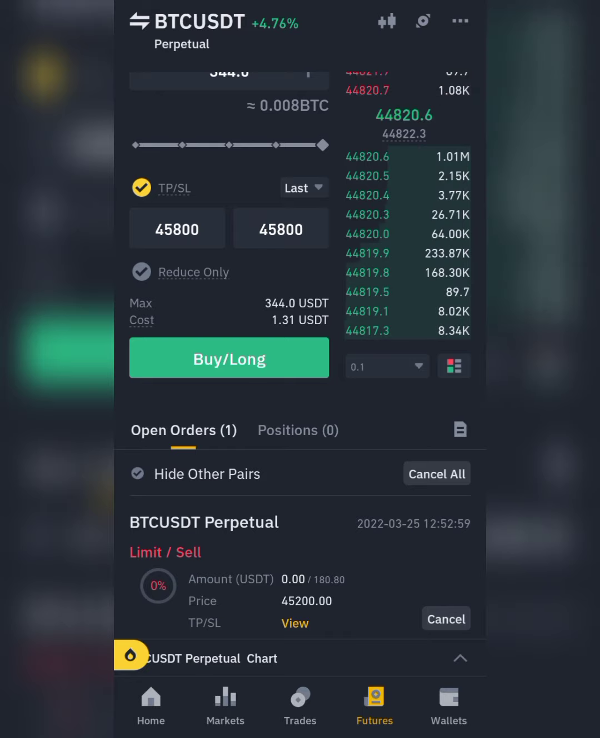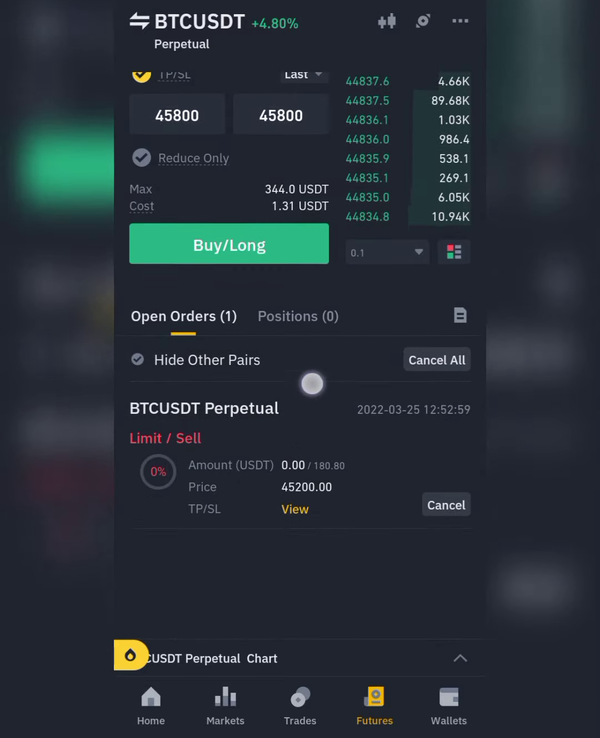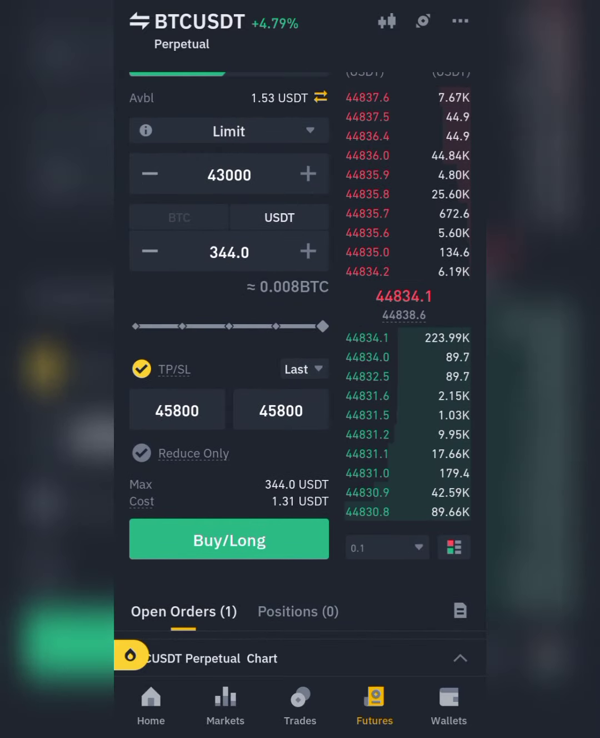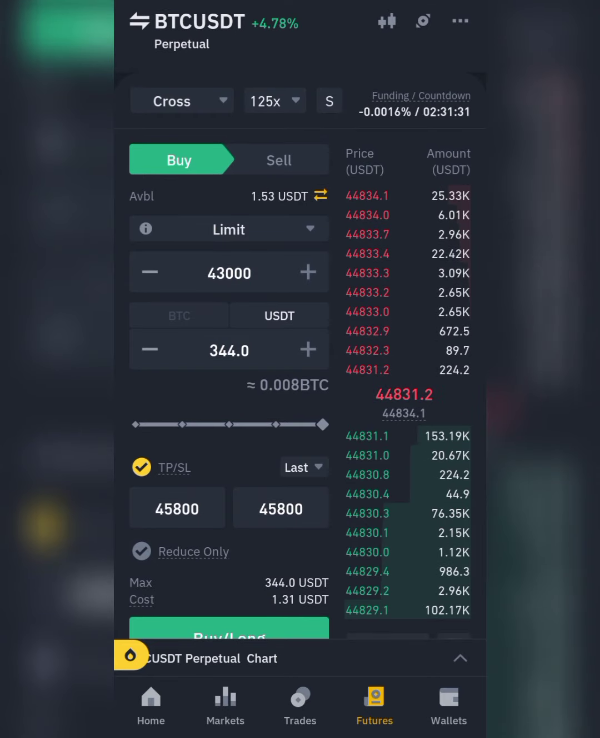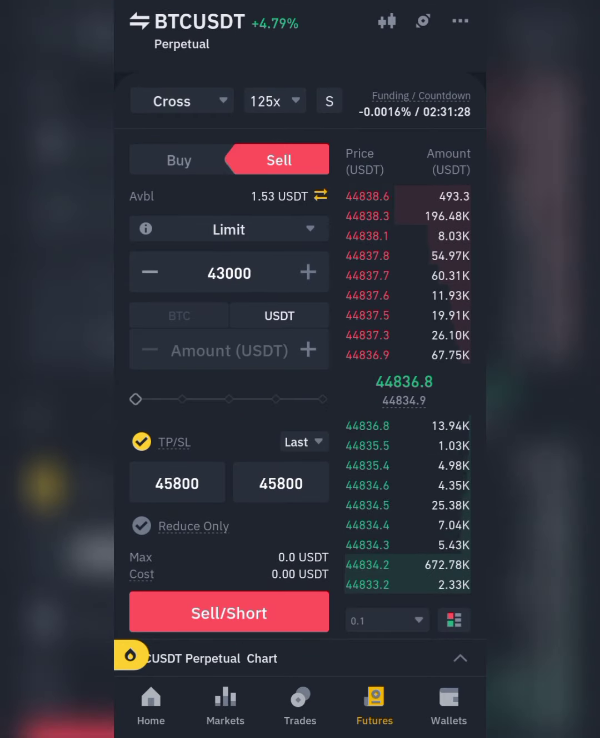Okay, it's just an open order. It's not been filled. That is what open order stands for. All the prices that have not been filled will appear under your open orders. Now, having done that, you now know how to trade with your limit. So you can do the same for a buy, you can also do the same for a sell.